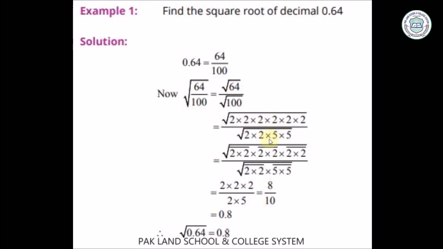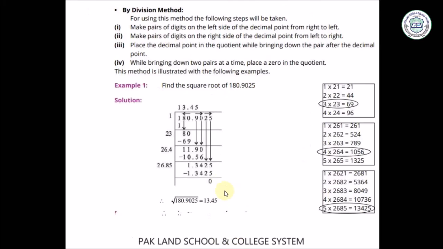We take the under root separately, making pairs of 2 digits, and the square under root will be cancelled. The remainder is 2 multiply 2 multiply 2 divided by 2 multiply 5. Answer is 8 by 10. So we divide it, and its answer is 0.8. So the square root of 0.64 is equal to 0.8.